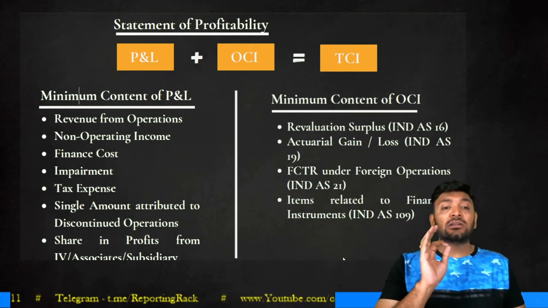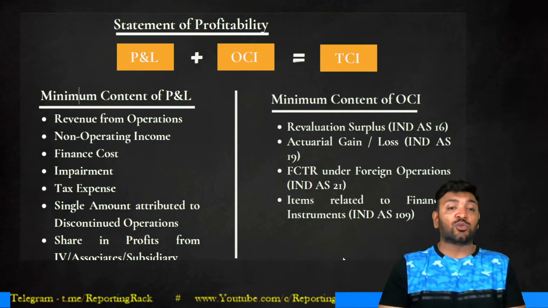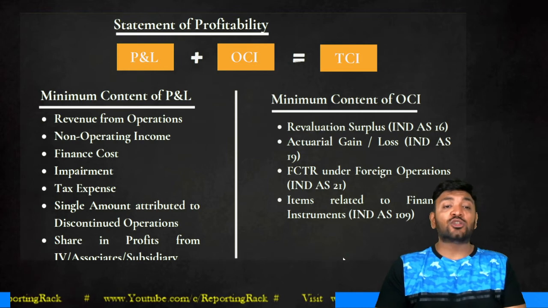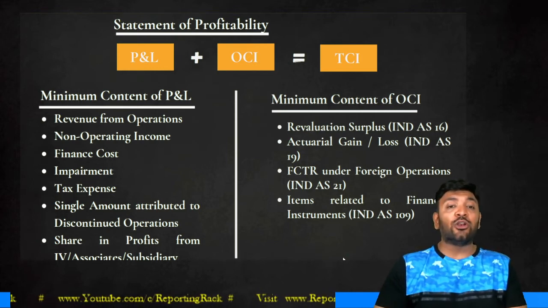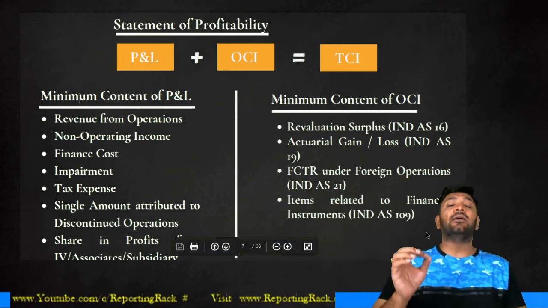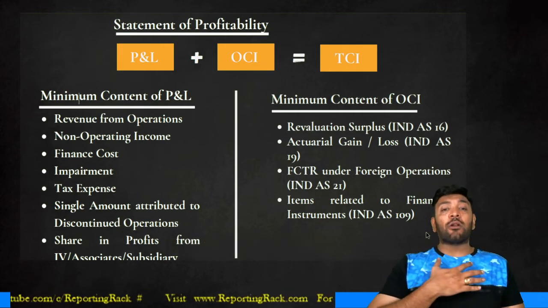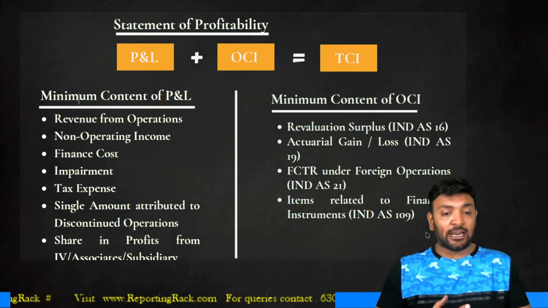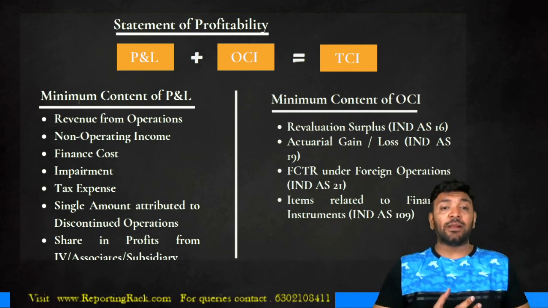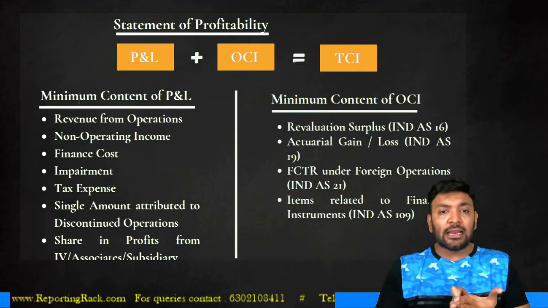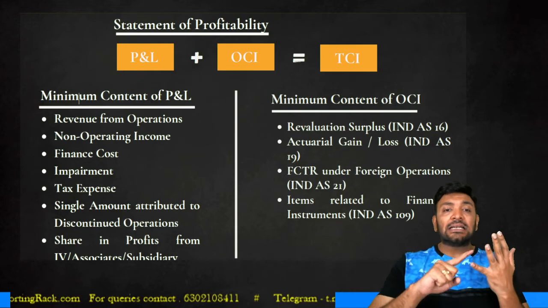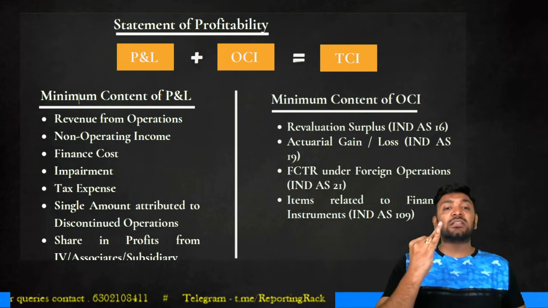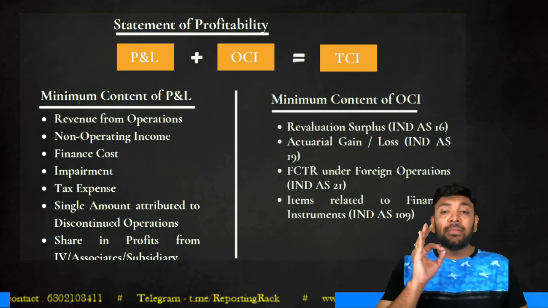Finance cost, which is your interest cost or borrowing cost, as we have mentioned under Ind AS 23. Impairment that we have studied under Ind AS 36. Tax expense, which we have dealt with under Ind AS 12. A single amount attributable to discontinued operation, profit or loss from discontinued operation, as dealt under Ind AS 105. The share of profit I receive from a joint venture or an associate or a subsidiary. All these are basic minimum contents of P&L. Revenue from operations, all non-operating incomes, finance cost, impairments, tax expense, profit or loss from discontinued operation given in a single amount, share of profits from joint ventures, associates or subsidiaries. These are basic minimum contents in the P&L.